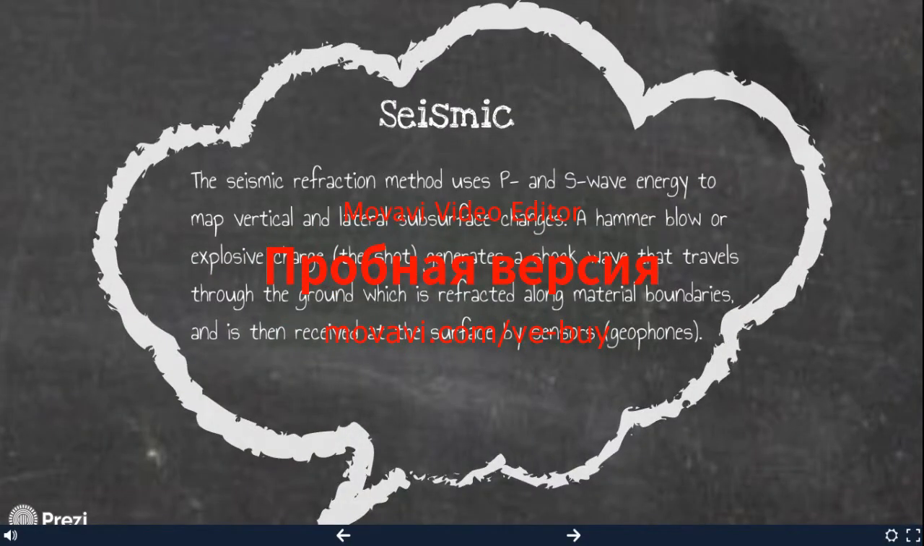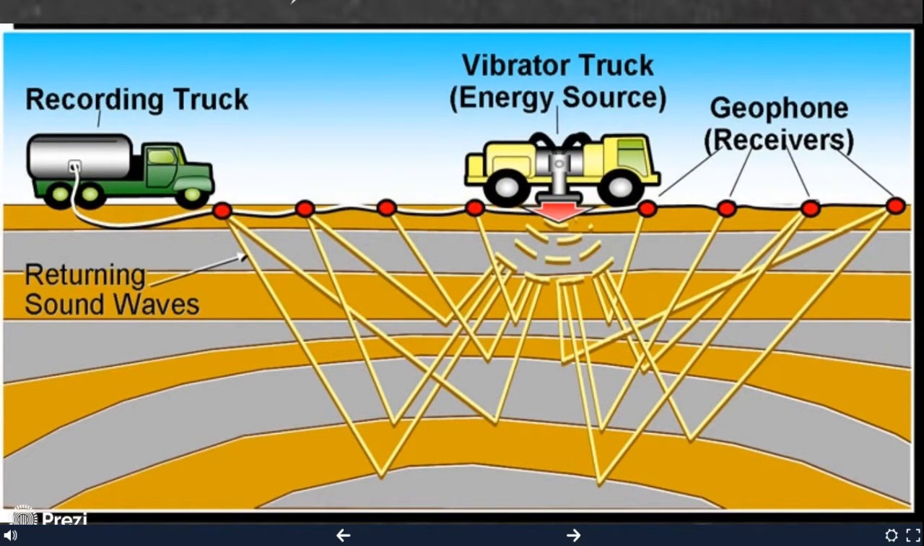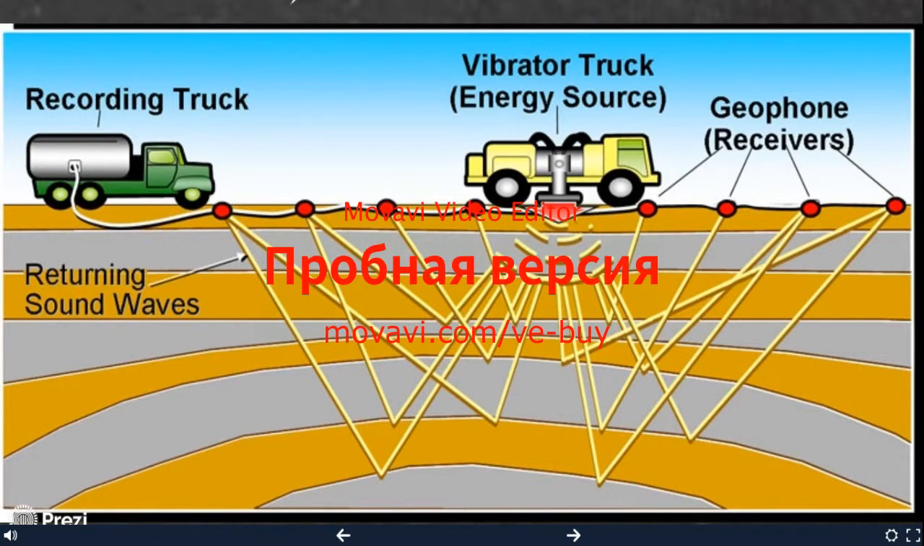Seismic survey. The seismic refraction method uses P and S wave energy to map vertical and lateral subsurface changes. A hammer blow or explosive charge generates a shock wave that travels through the ground, which is refracted along material boundaries, and is then received at the surface by sensors. In this illustration you can see how seismic survey works. In the center of this picture there is a vibrator truck which generates some waves, and also there are 8 receivers which detect some waves.